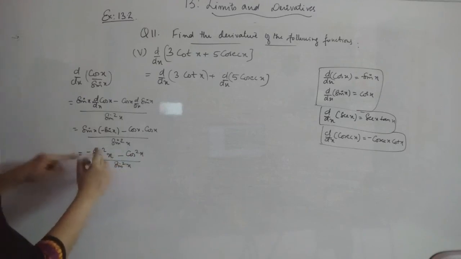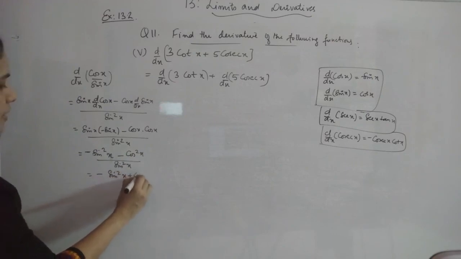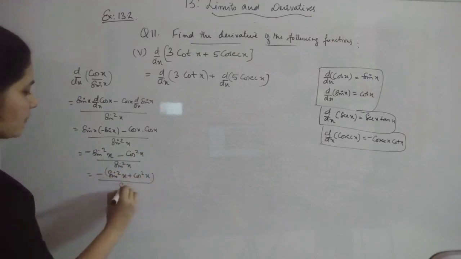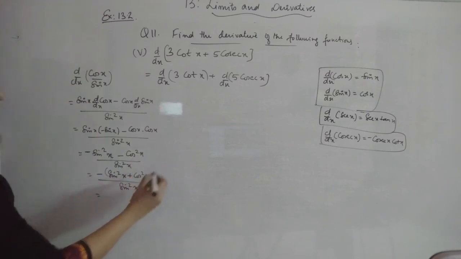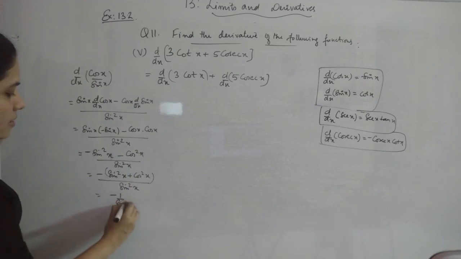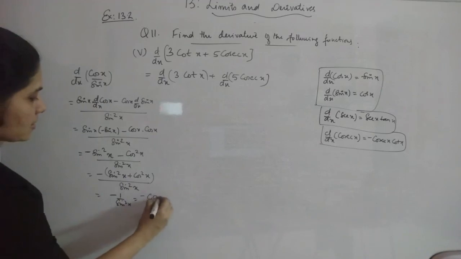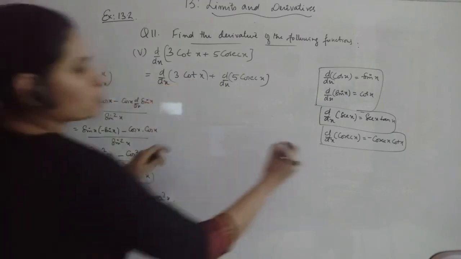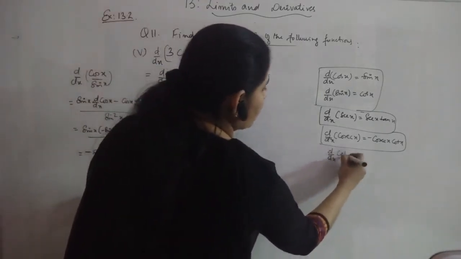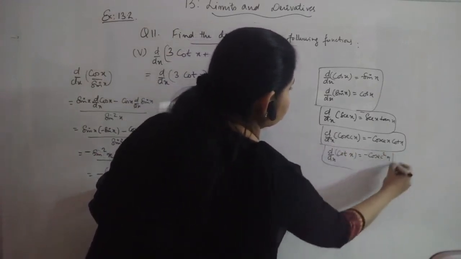Now negative you can take out from both the numerator terms, and you will get sin square x plus cos square x in the numerator and the denominator is sin square x. Sin square x plus cos square x is 1. So you are getting this as minus 1 by sin square x, and minus 1 by sin square x is minus cosec square x. So I am just using this answer instead of the derivative of cot x. Okay, so the derivative of cot x is minus cosec square x.